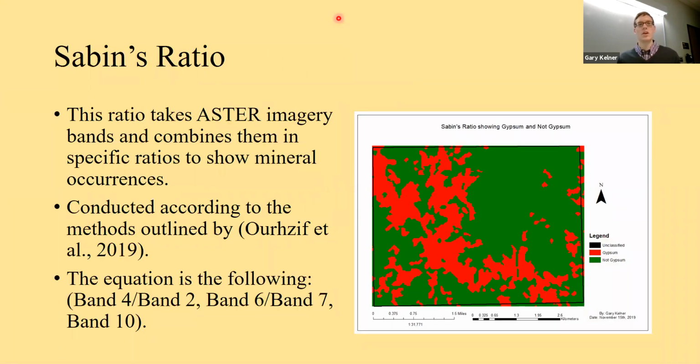Sabin's ratio was also created during this model. This ratio takes ASTER imagery bands and combines them in specific ratios to show mineral occurrences. This ratio was calculated according to the methods outlined by Arzif et al. 2019. The equation for Sabin's ratio is located by the laser pointer. The output of Sabin's ratio is this map on the right showing locations of gypsum and not gypsum within the study area.